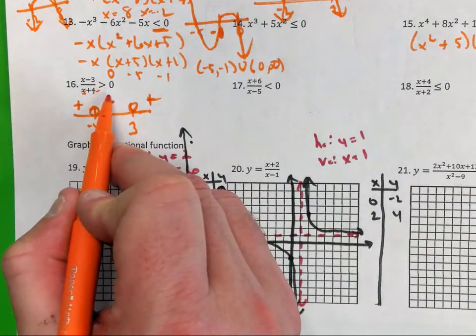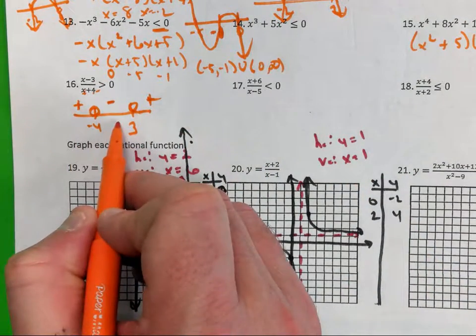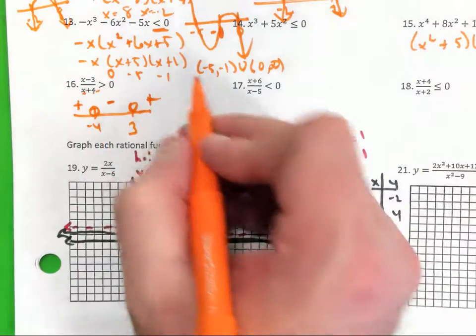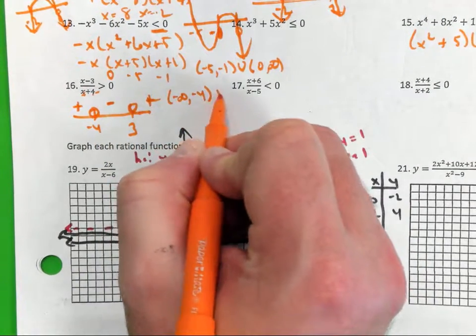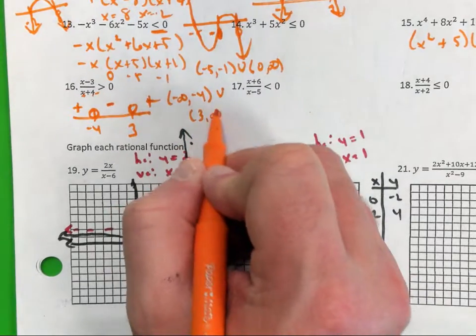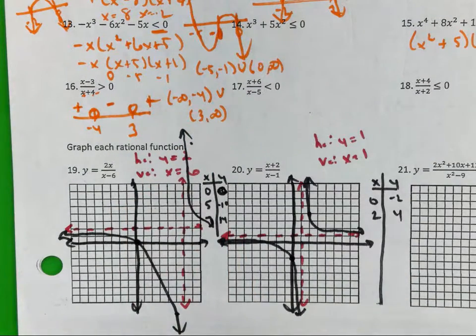I want greater than 0. So would I pick the positive or negative value? So it would be from what? Negative infinity to, union 3 to what? Infinity.